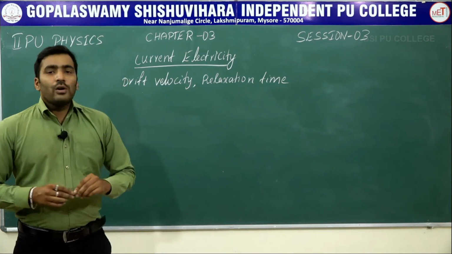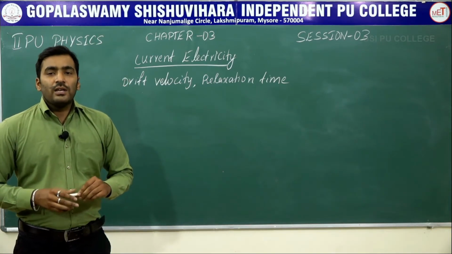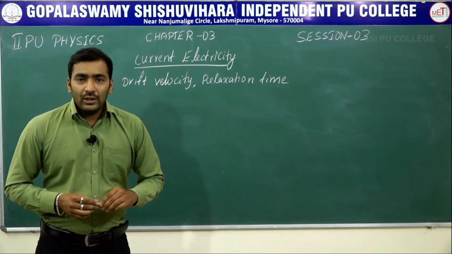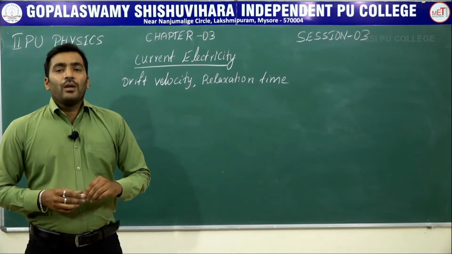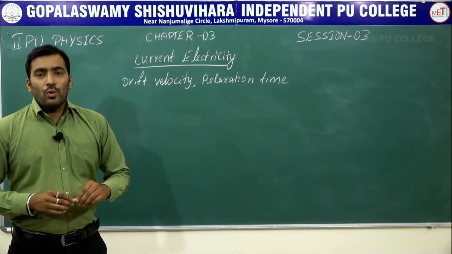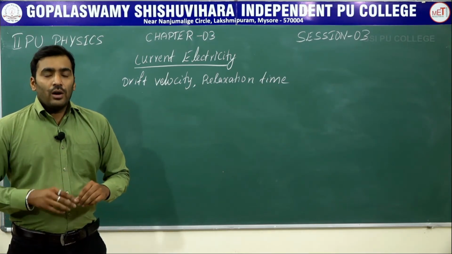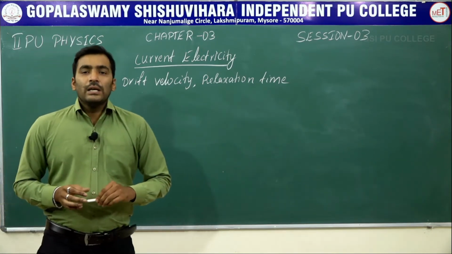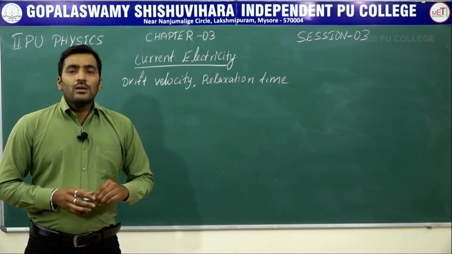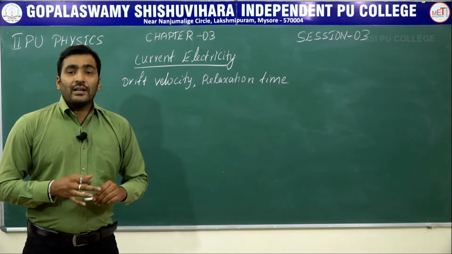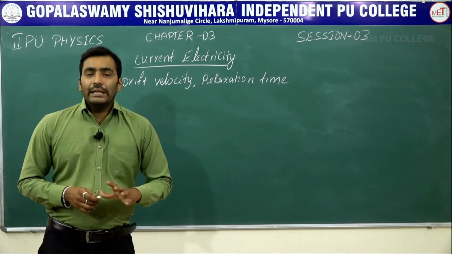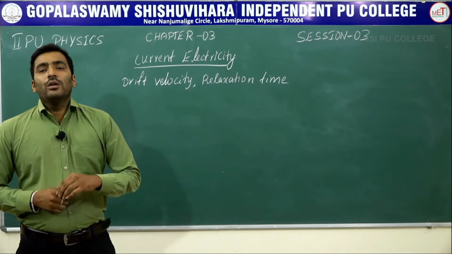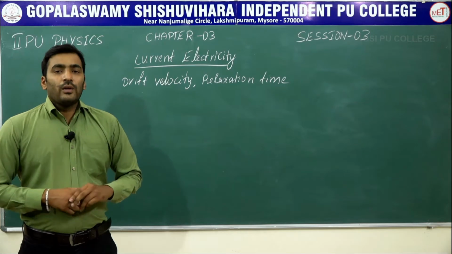After that we learned about resistivity. Resistivity is the resistance of a conductor of unit length and unit cross sectional area. The SI unit of resistivity is ohm meter, and we also made a very important point that resistivity is a characteristic property of a material at a given temperature, which means it is independent of the dimensions of the conductor.